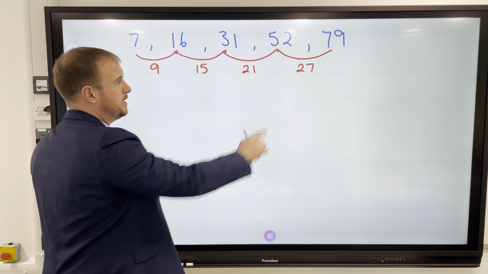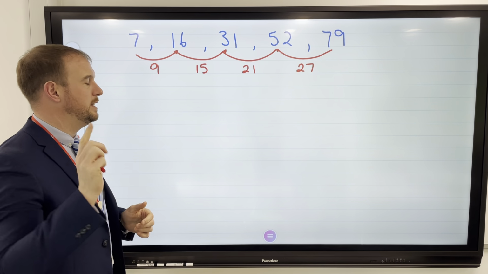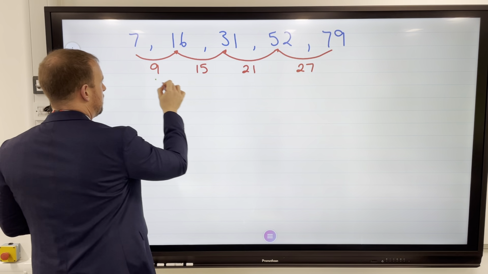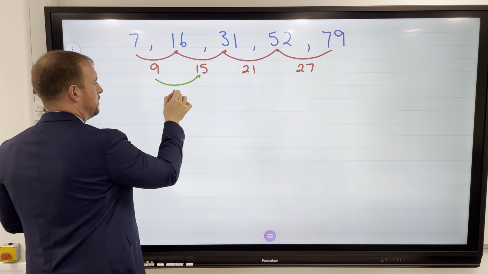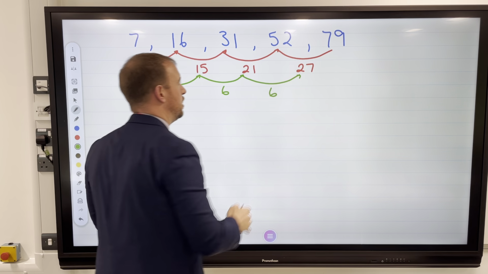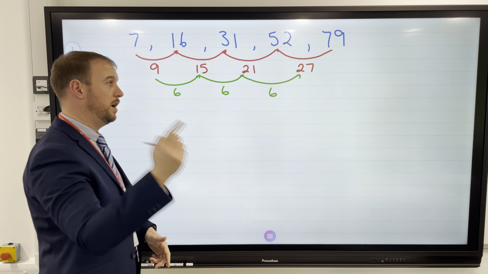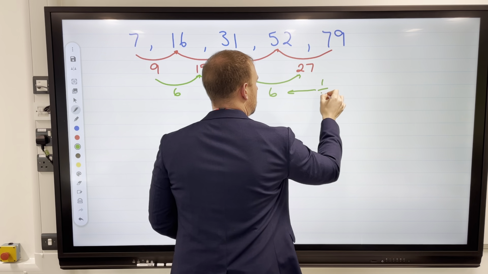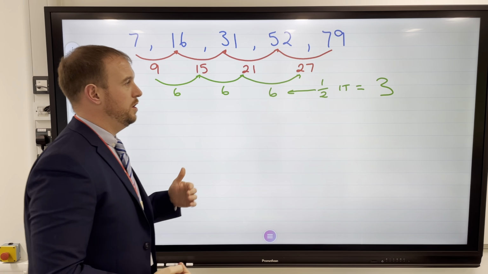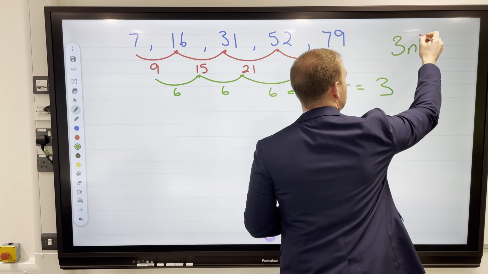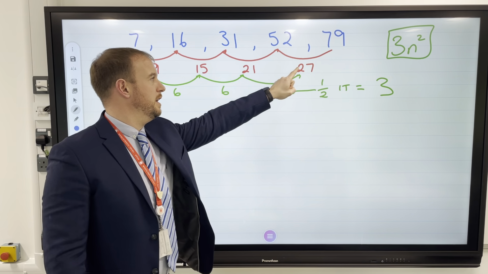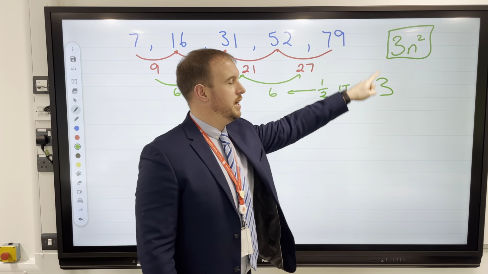Okay, increasing difference we know is quadratic. It's definitely going to be an n squared there somewhere. But how many n squareds? Second difference then, you can see is 6, and 6, and then 6. What do we do with the second difference? We half it. Half of 6 is 3. So we know we are using 3n squared. Okay, we know it's going to be n squared because our difference was increasing. How many? We know there's going to be 3n squared.